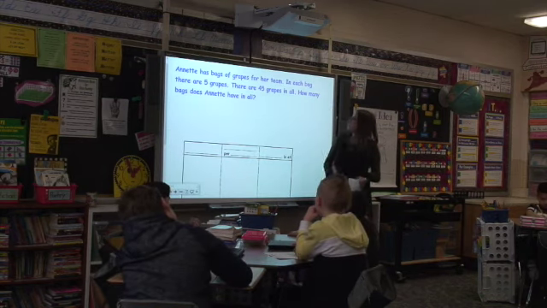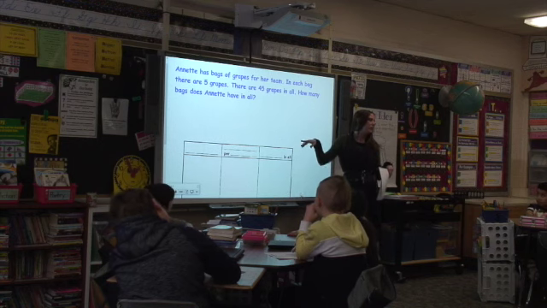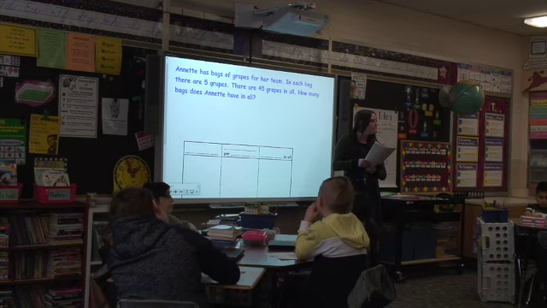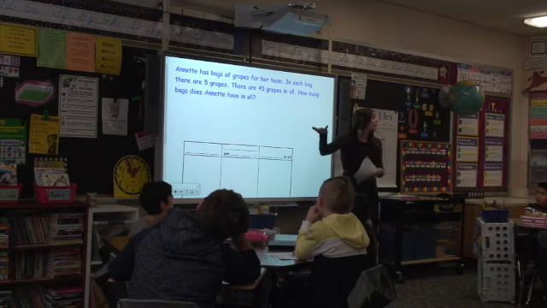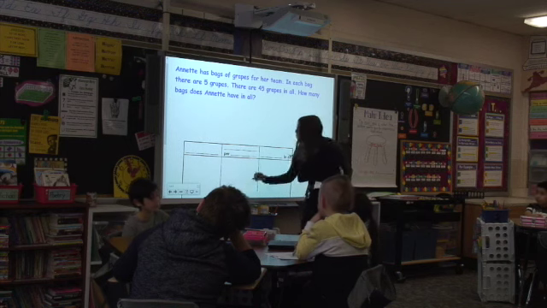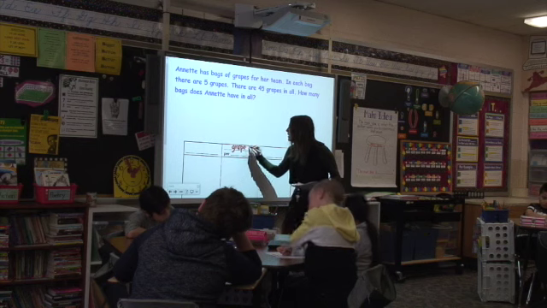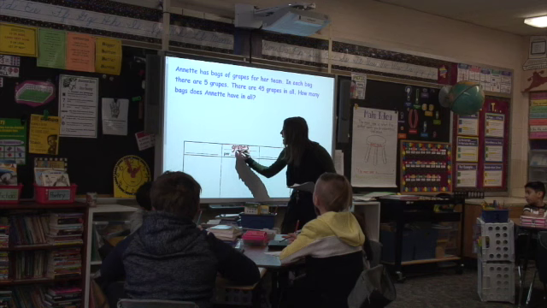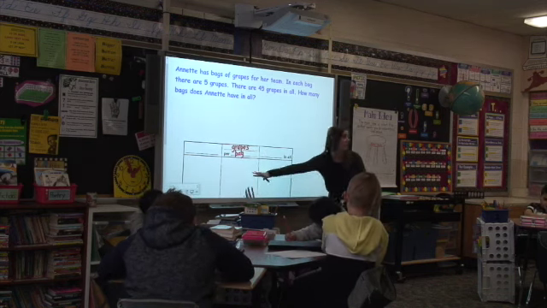Something per something. What could that mean? A blank per blank. Jackson, what do you think? So grapes per bag, right? Grapes per bag. That's what that means. So we're going to write in there grapes, because we're going to try to see how many grapes per bag she has, and we're going to put it in that box underneath where we write this, okay?